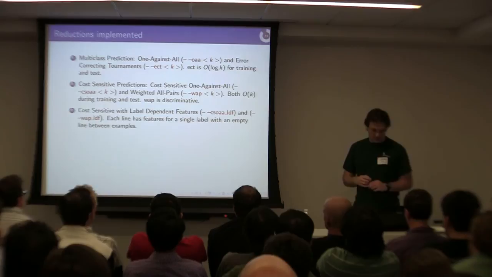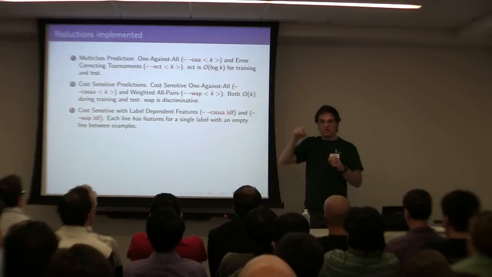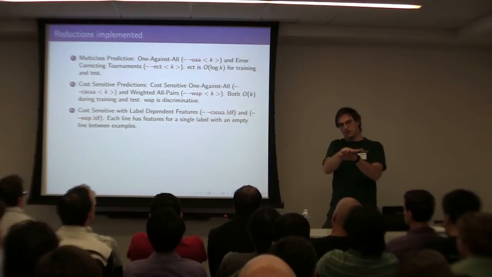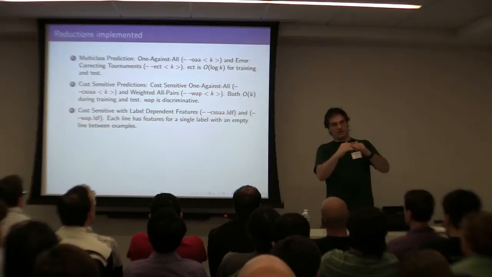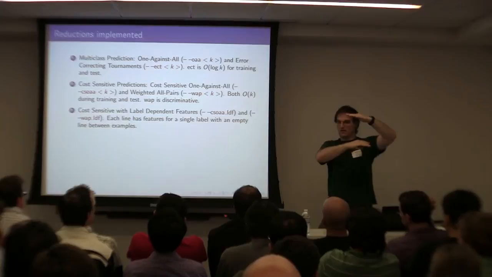There's also label-dependent versions of these. Often when you're dealing with multi-class classification, you want each individual class to have different features. And there's a mechanism in VW now to let you do that. Essentially what happens is an example becomes several lines separated by an empty line, with each line corresponding to an individual class label.